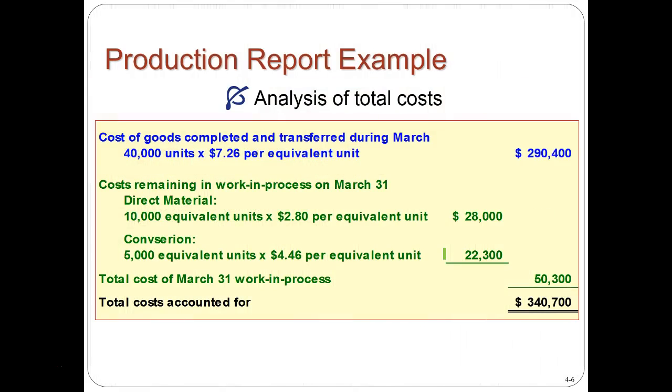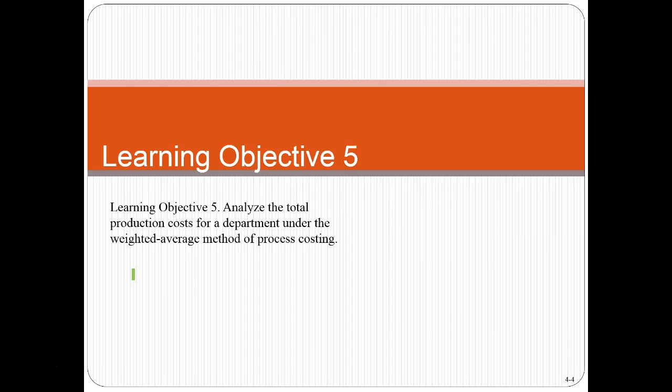Then we're going to do the second piece, which is the cost remaining in work in process. Direct material, 10,000, and conversion, 5. Once again, where do those numbers come from?